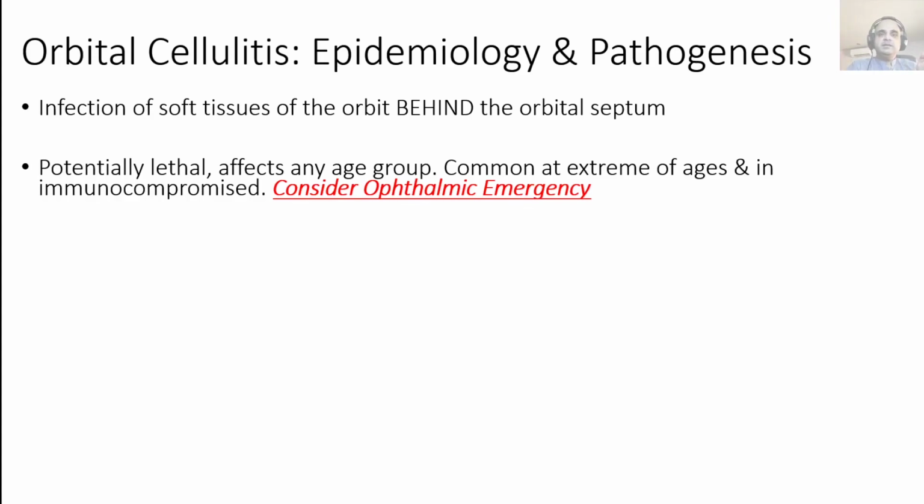It is again seen in extremes of ages, and most commonly in those who are immunocompromised. By immunocompromised, I mean those individuals who are diabetic, who are pregnant, who have malnutrition, who have an HIV infection. So this is an umbrella term, and we are using it just like we used it when we were discussing pre-septal cellulitis. Although it is more common at extremes of ages, it again can be seen in any age group.